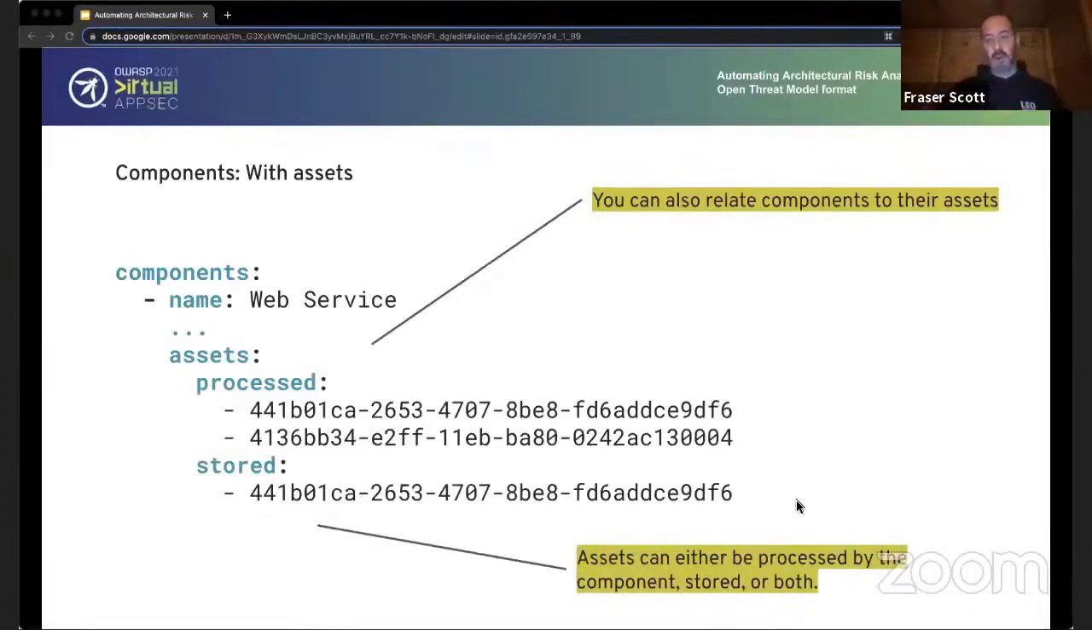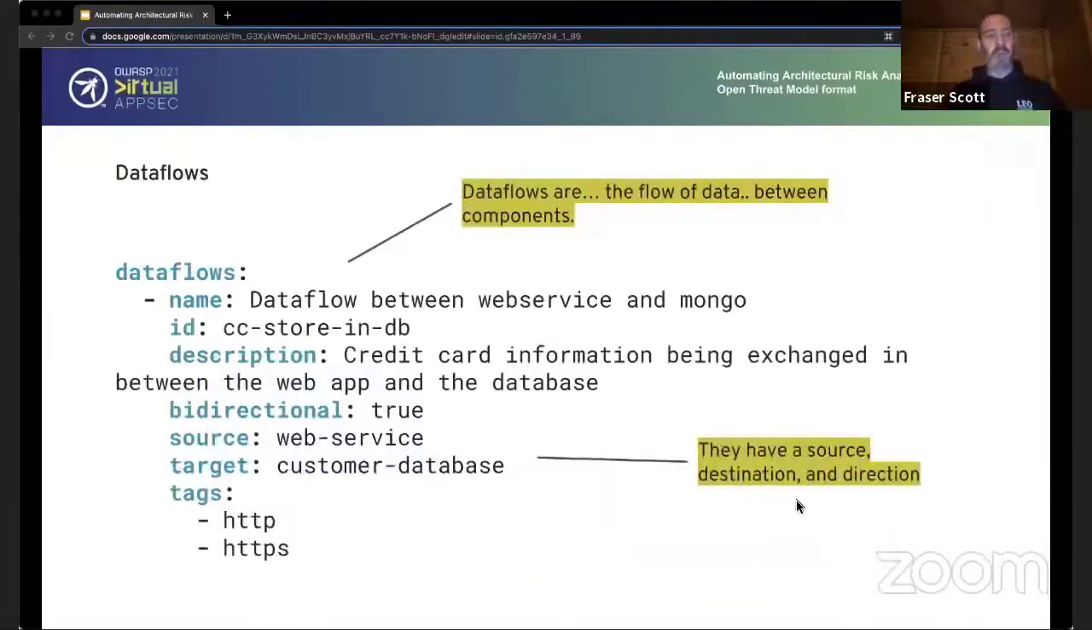Assets live on or move through components. So we can talk about which assets are either processed or stored in this component. Again, just a simple list referring to those identifiers that we saw earlier allows you to start building connections between these concepts, from components to assets, from component to components. And of course, data flows, how data moves between different components. They have a source, they have a destination. Those are the identifiers of the components, and, you know, relatively straightforward.